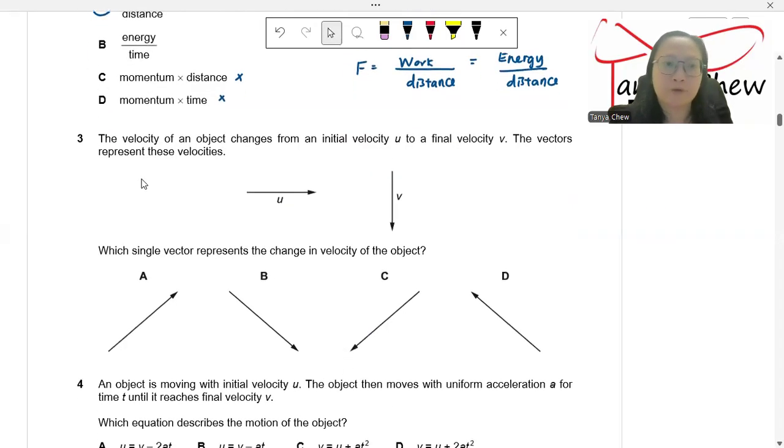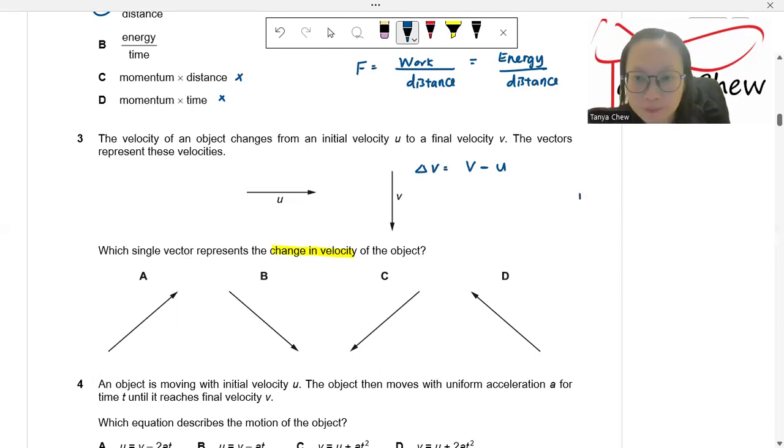Question number 3, the velocity of an object changes from initial velocity u to a final velocity v. The vectors represent this velocity. Which single vector represents the change in velocity? Change in velocity has to be final velocity minus initial velocity. That is what we call change in velocity.